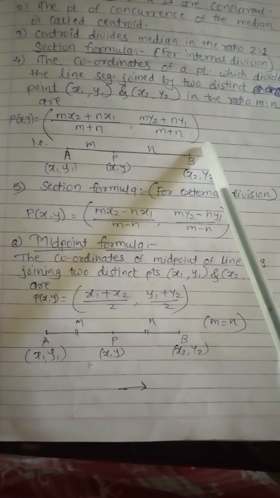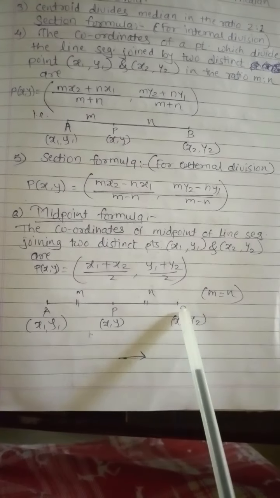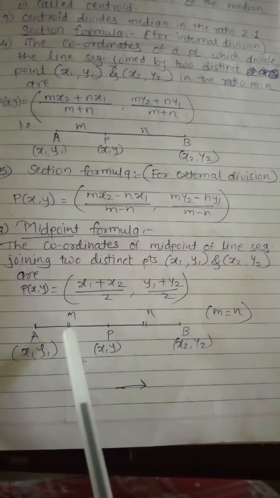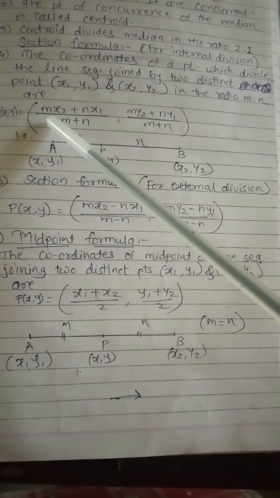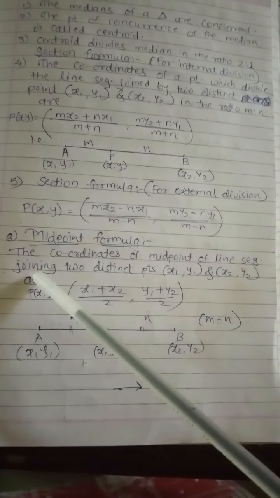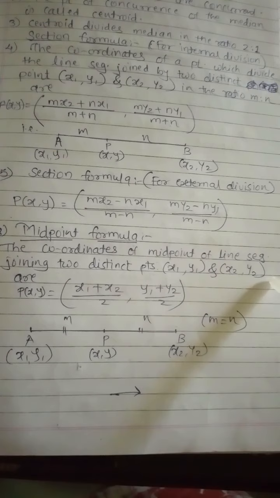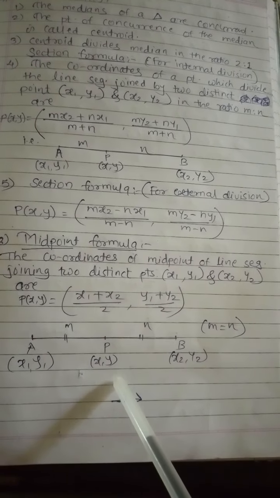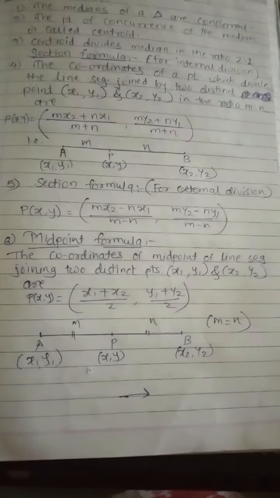Now the next thing is the midpoint formula. The figure is the same. I draw the figure here, AB, and this segment is divided by the point P. In this case P is the midpoint, so m and n are the same. Using the same formula, we get the coordinates of the midpoint of the line segment joining the two distinct points (x1, y1) and (x2, y2): P(x, y) is given by (x1 + x2) upon 2 and (y1 + y2) upon 2.